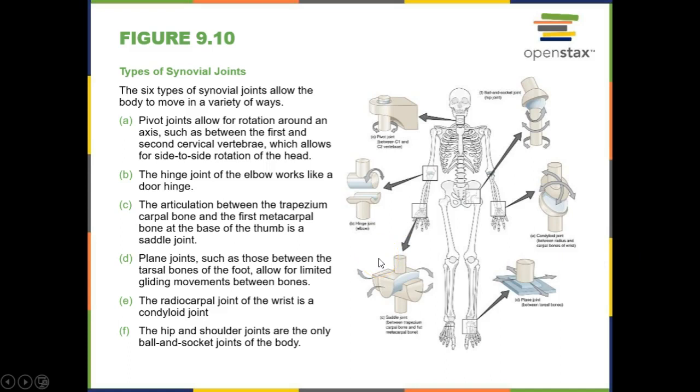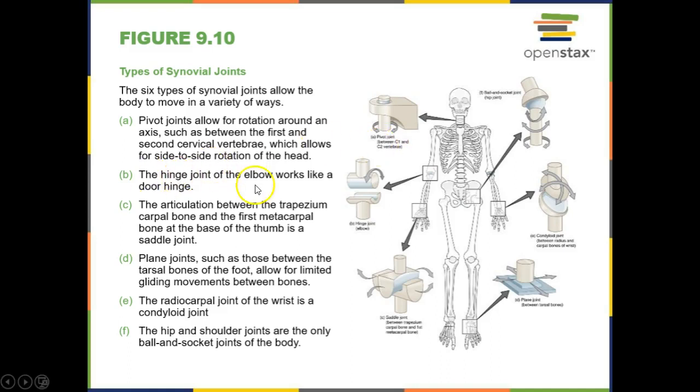So synovial joints have 6 basic types of movement. The more movable a joint is, the less protection it has, the less stable it is. So your most movable joints are going to be the least stable joints, if that makes sense. So we have pivot joints that allow for rotation around a certain axis. An example of a pivot joint would be the atlantoaxial joint that allows us to shake our head no.